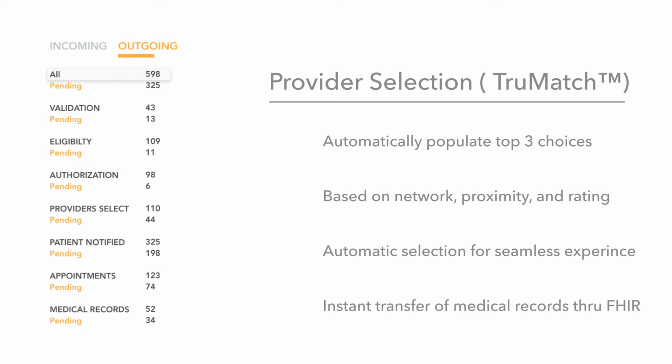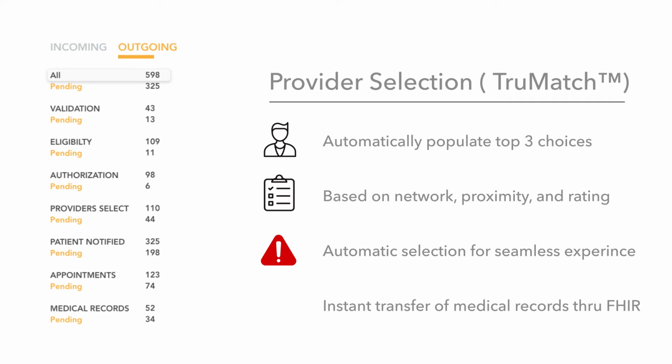The fourth is provider selection. Once authorization is approved, 3C's True Match feature will prompt the coordinator with the top 3 choices of specialists to choose for the patient. This list is based on the specialists in the patient's network, the proximity to the patient's home, and 3C's provider ranking from patient experiences, ensuring that every patient has the same great experience and care. For an even more seamless experience, 3C has the ability to choose the most appropriate specialist for the patient automatically, using the same criteria. Once a specialist is selected, the medical records along with a copy of the prior authorization are all combined together and sent to the specialist through the 3C Fire app.